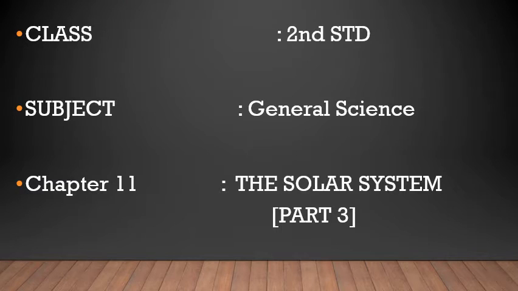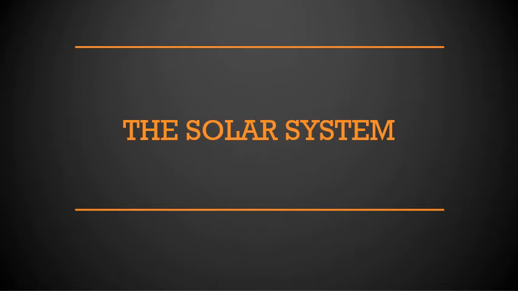The following video is for class 2, subject General Science, chapter 11, the solar system, part 3. Now, in part 1 and part 2 of this lesson, what did we learn, children? The main topic, the solar system. So, what is the solar system?